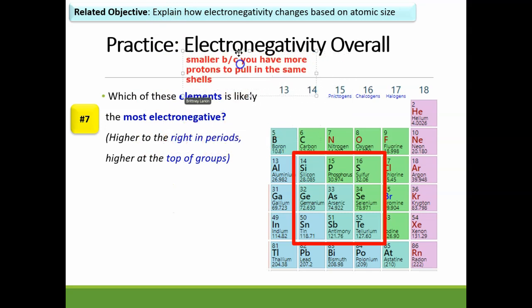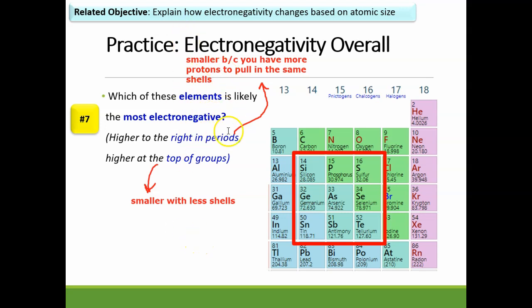Right here, I'll just put that up here. Okay, and it's also higher at the top of groups because you are smaller with less shells. So again, the smaller we are, the more electronegative. That electronegativity is going to increase as we go to the right, as we go to the top, because we get smaller as we go to the right or go to the top.